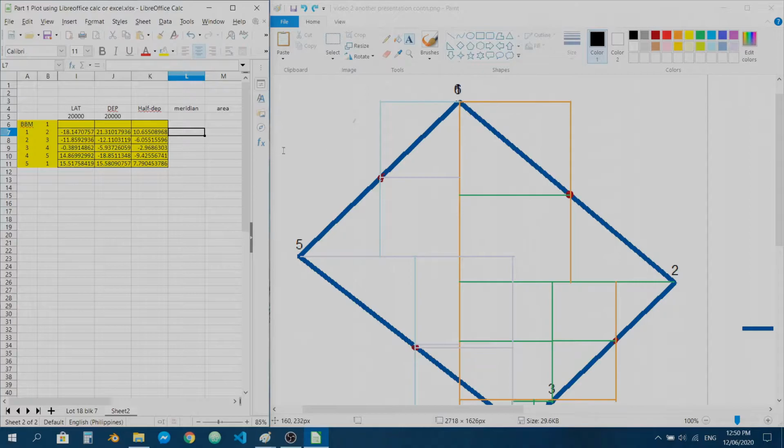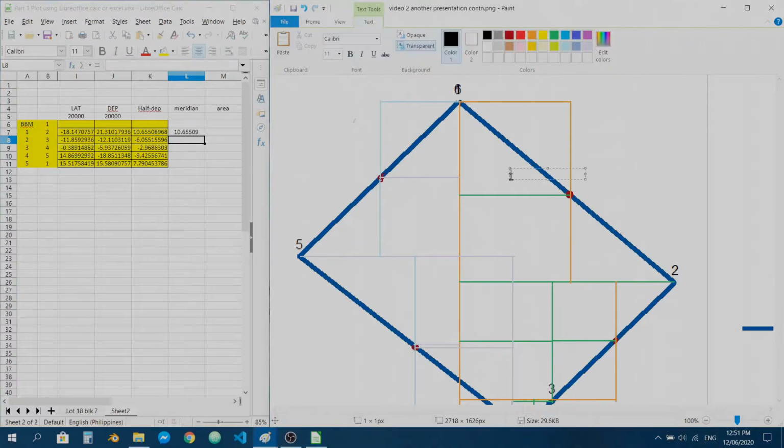The meridian, as we have discussed, is the horizontal distance between the midpoint of a given line to a common vertical axis, and our vertical axis here coincides with the latitude of our line 1 to 2. Necessarily, our meridian is just equivalent to the half depth of line 1 to 2. So let's put it here.